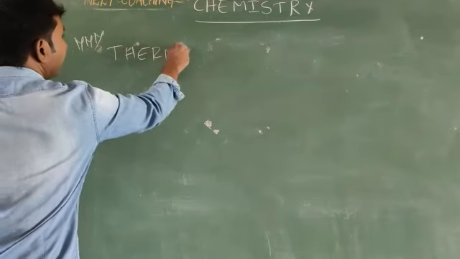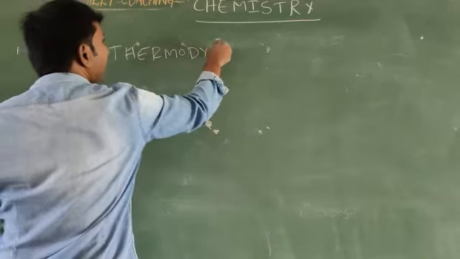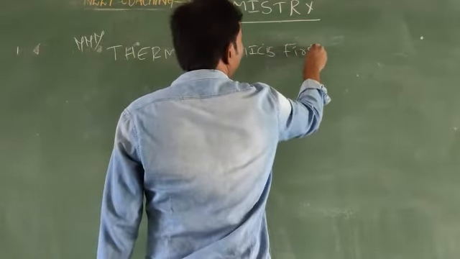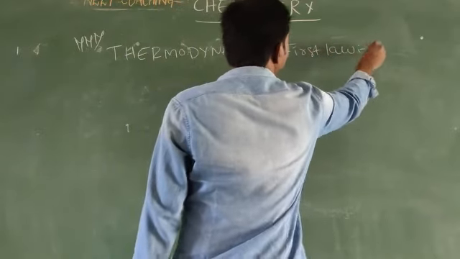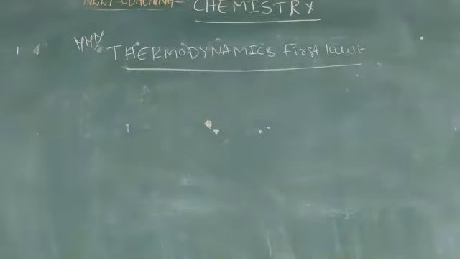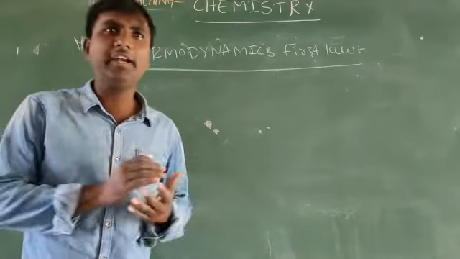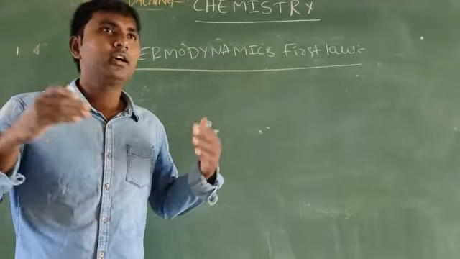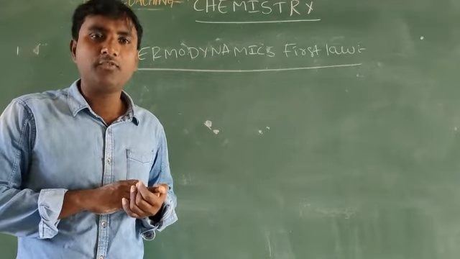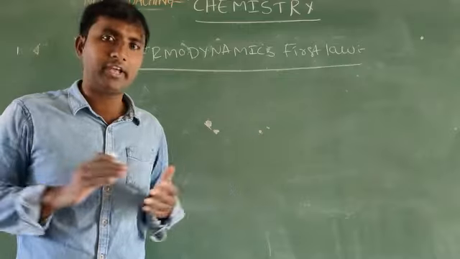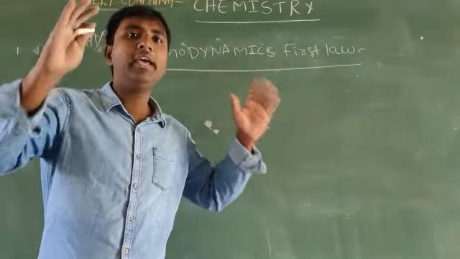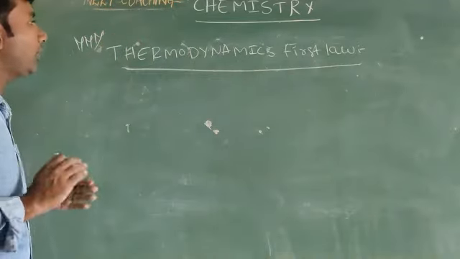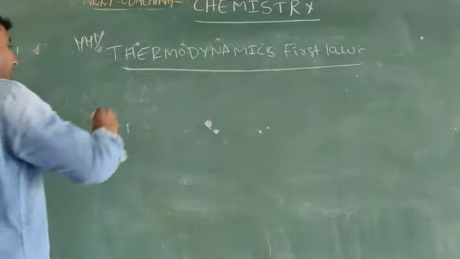Thermodynamics first law. Okay, the definition is already known. Energy is neither created nor destroyed; energy is transferred from one body to another, like the definitions given. We want only the mathematical expression. What is the mathematical expression of the thermodynamic first law?